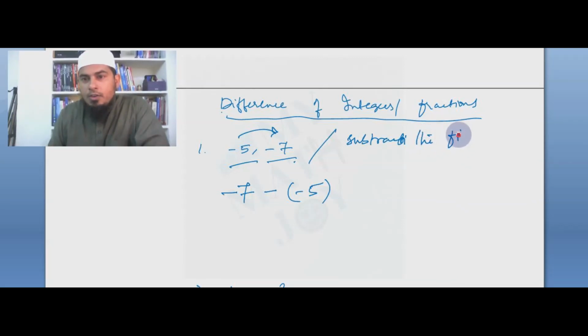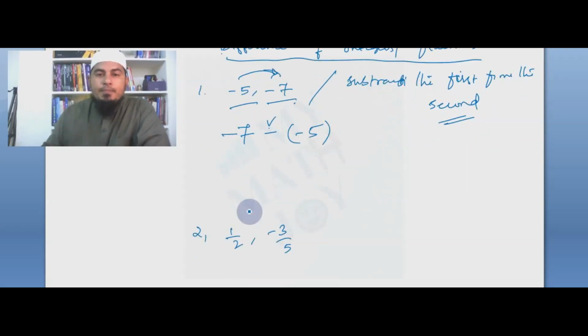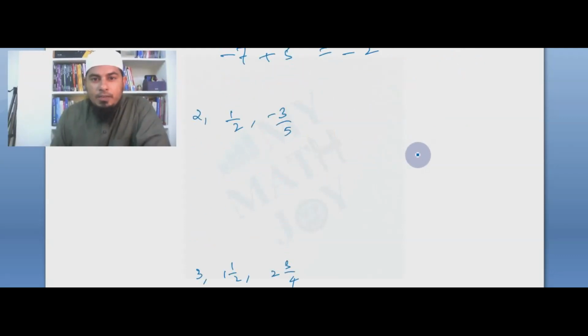the first from the second. So we are doing this simplification. We are subtracting this from this. So this should be written first. Minus 7 minus. This is subtraction, the difference which we are doing. Because we already have that minus, and we have this minus 5, we need to take this bracket. Minus 7 minus times minus is plus 5, and exactly it will be minus 2. So this was for the integers. Now we are doing fractions. Minus 3 by 5 minus 1 by 2.